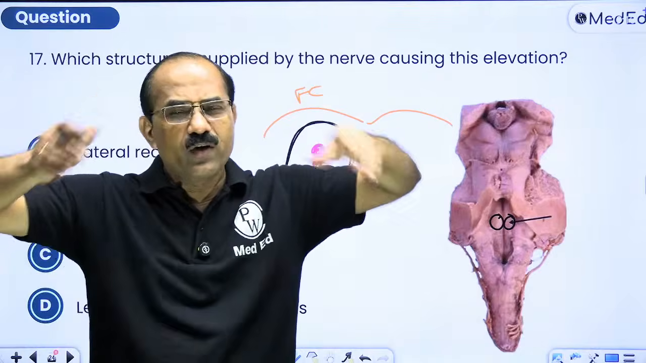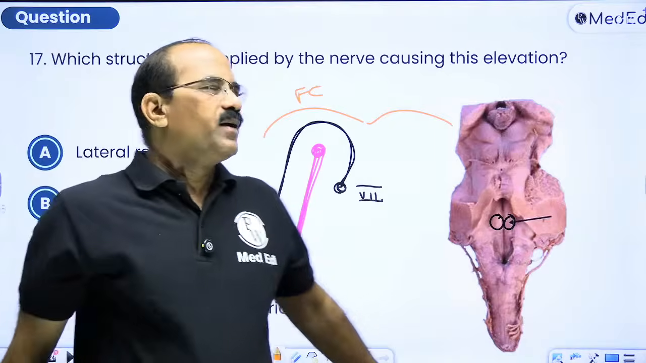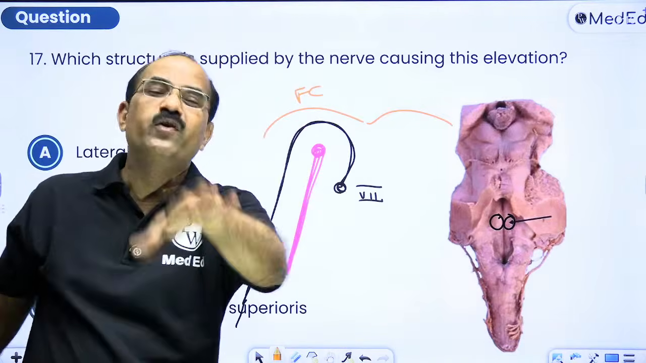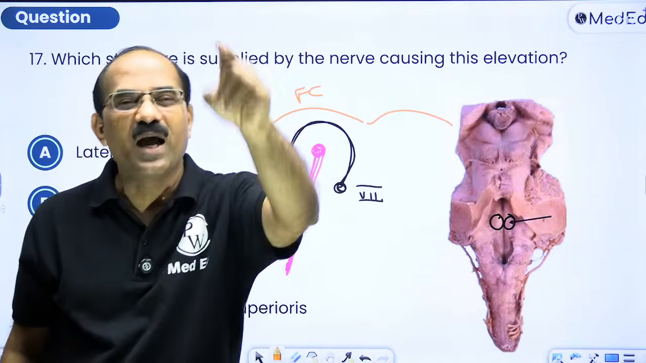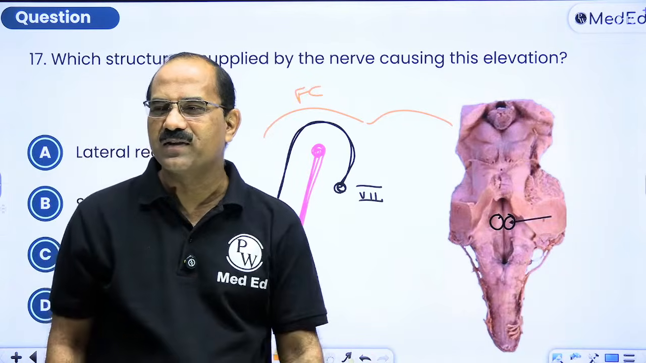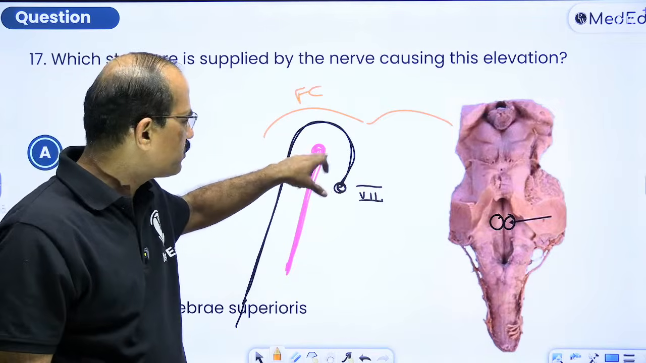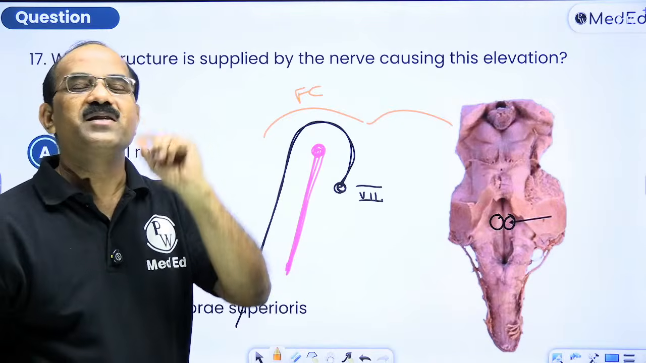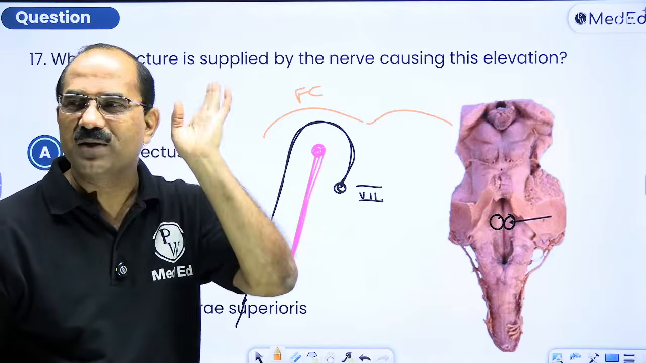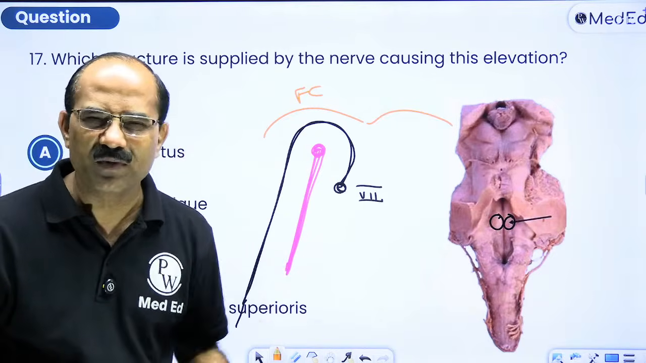So the facial colliculus is formed by the fibers of which nerve? The facial nerve. And which is the nucleus beneath the facial colliculus? The abducens nucleus. So if there is an injury to the nucleus beneath the facial colliculus, the answer is abducens nucleus, and the muscle paralyzed would be lateral rectus.